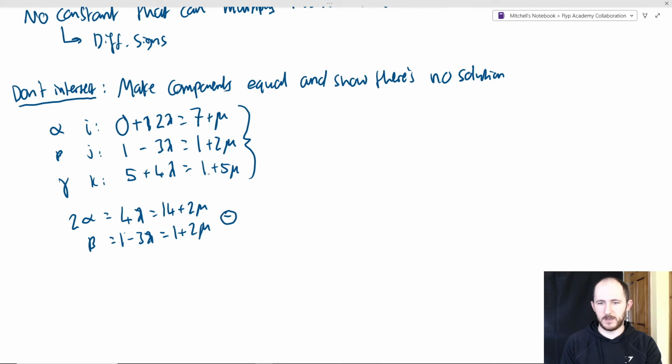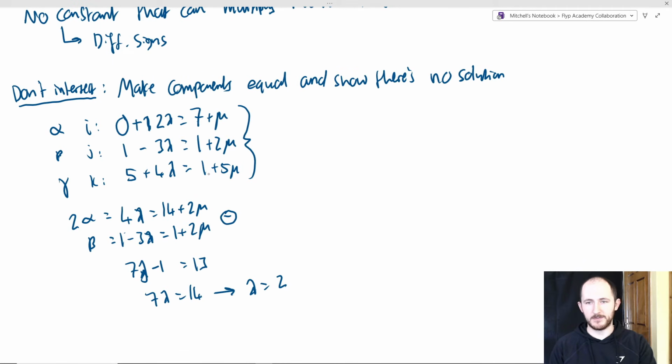So if I subtract them, we get 4 minus 3 lambda, so 7 lambda. I don't know why I called it y lambda. And minus 1 is equal to 14 minus 1, which is 13. So then 7 lambda equals 14, which means lambda equals 2. So this might look quite easy so far, but just you wait.